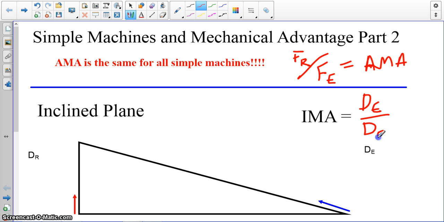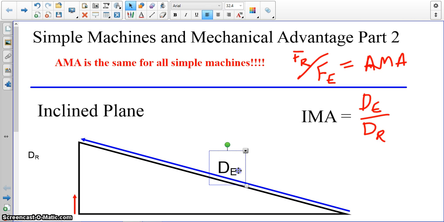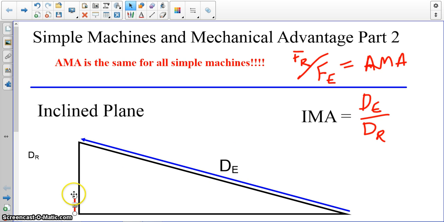And so in this case, the effort distance is how far you're actually traveling. So guess what? You're going up an incline plane, you're going up some kind of ramp. That's this. This is DE, this diagonal distance on the incline plane. So whatever that length is, that's your DE. DR is the distance that what's being overcome travels. That's just straight up and down. The whole point of an incline plane is that you don't have to jump up from here to here.